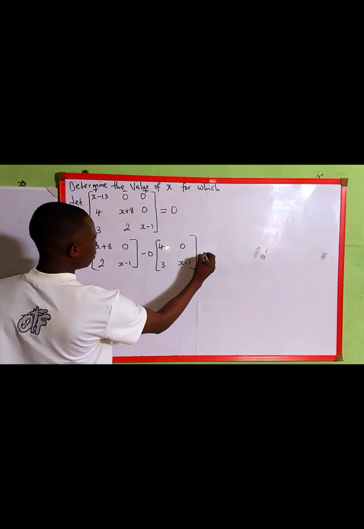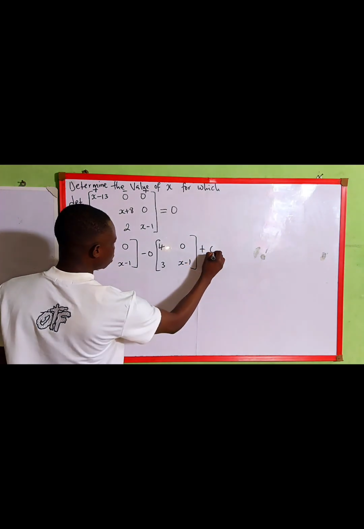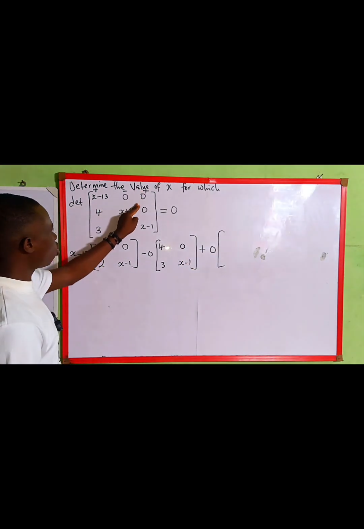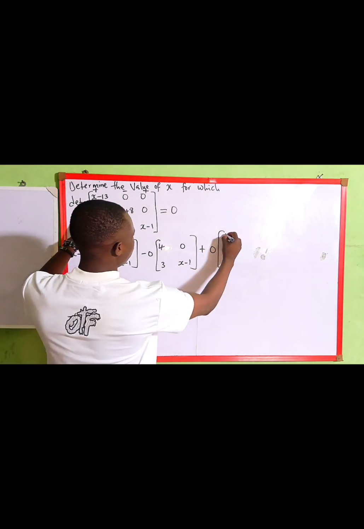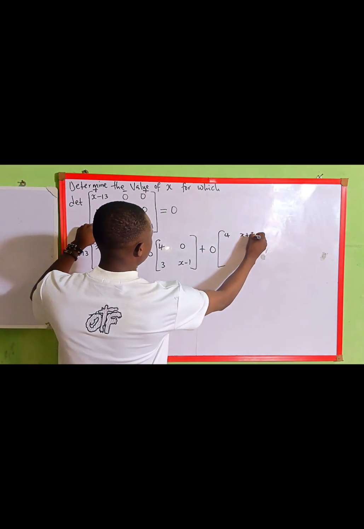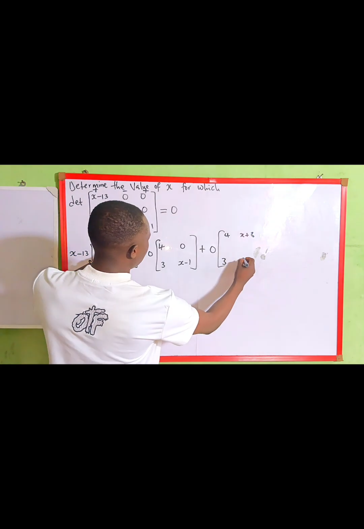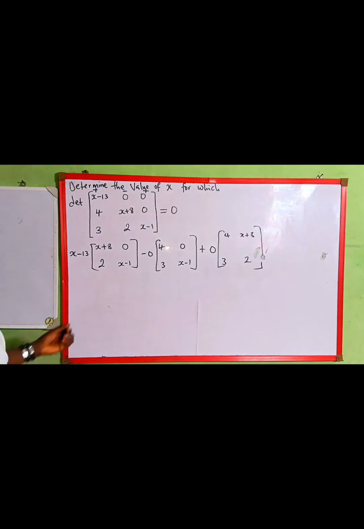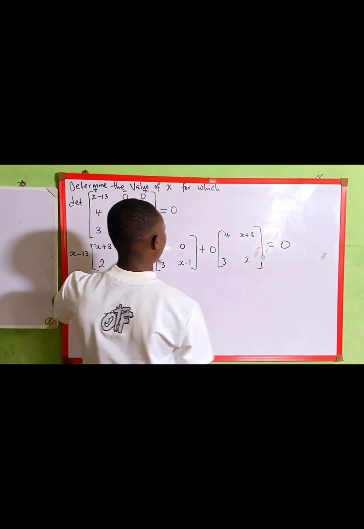So the last element is what? Positive 0. Then we open a bracket. When we cover the row and the column of this, we are left with what? 4, x plus 8, then 3 and 2. So now everything will be equal to 0.